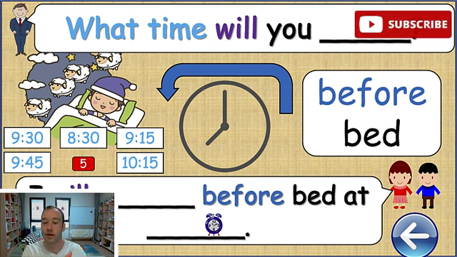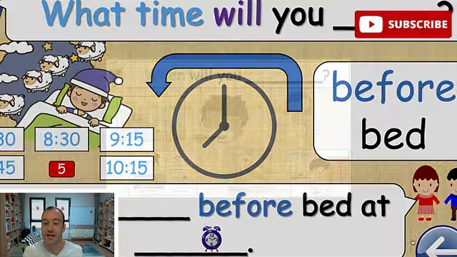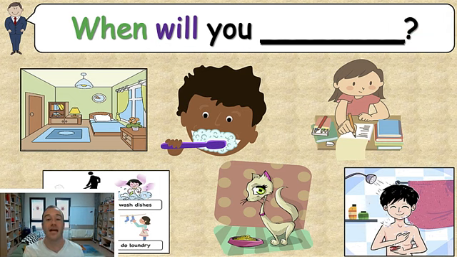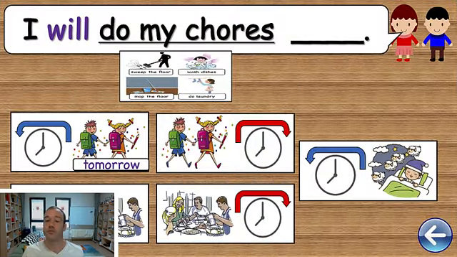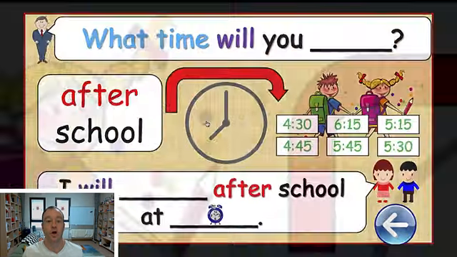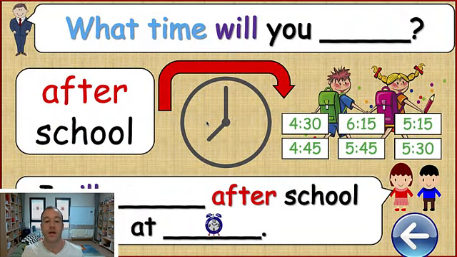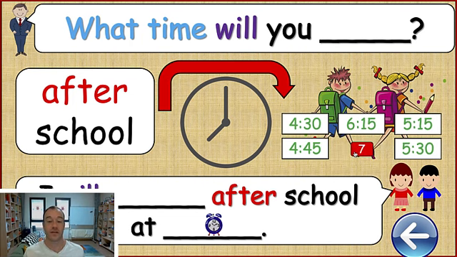They go and sit down, bring up 2 students from the next team. You click here, takes them back to the first slide, and the next team will do the dialogue again. They can choose whatever they want. So the first student might say, when will you do your chores? Click here. I will do my chores after school. Click after school. What time will you do your chores? I will do my chores after school at 5:45. Click 5:45. They get 7 points. Okay, that's how it works.